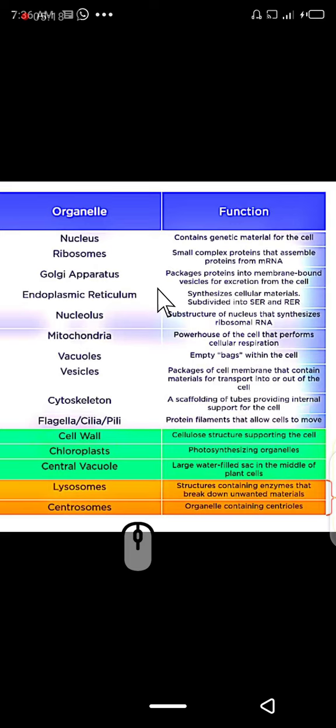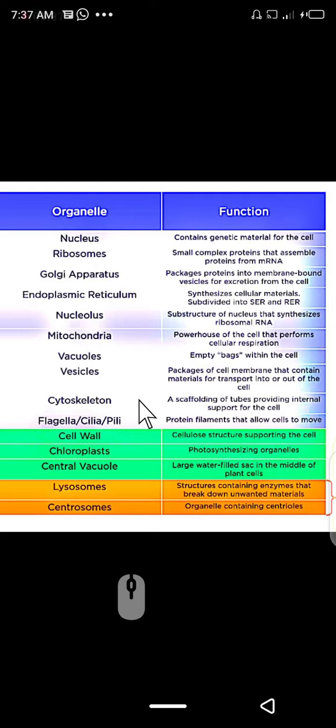So this one is rough, and the other one is smooth. These synthesize cellular materials, and they're divided into two: the smooth and the rough endoplasmic reticulum. We have the nucleus.